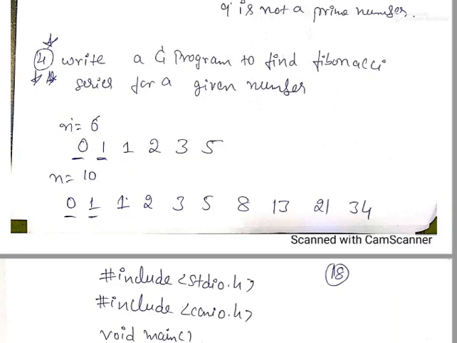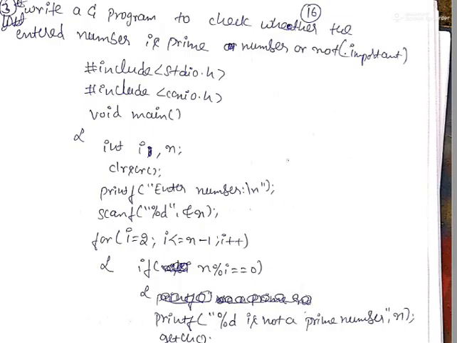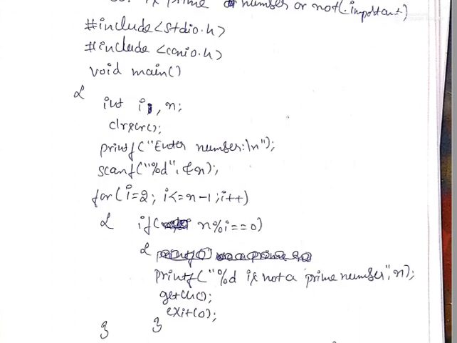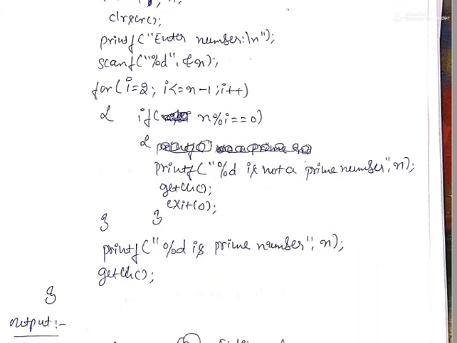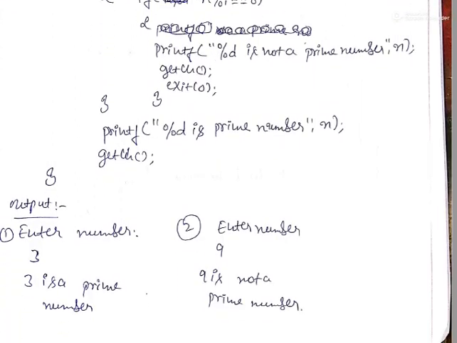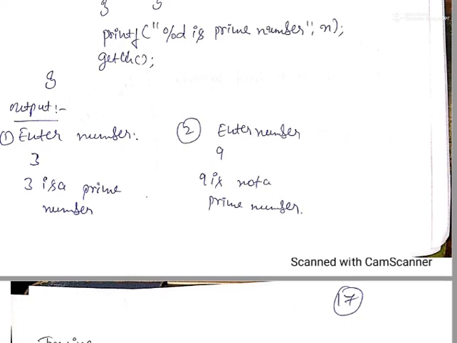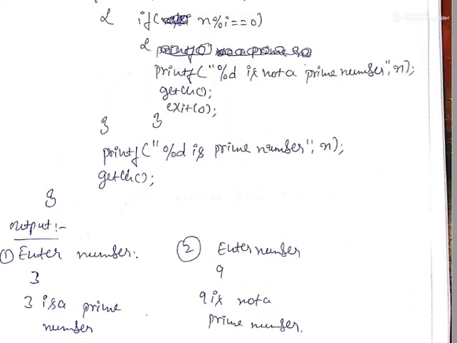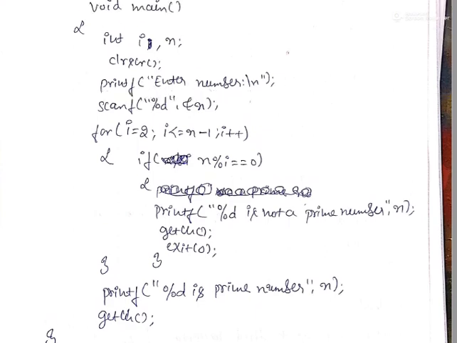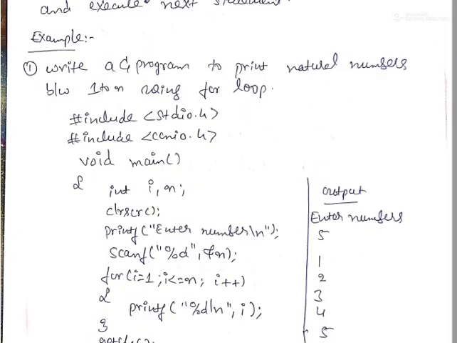So your next program is to write a C program to check whether the entered number is prime or not. Next you have to find out whether the given number is prime or not. So what are prime numbers? Prime numbers are nothing but numbers divisible only by itself or by 1. If a number is divisible only by 1 and by itself, then we call it a prime number.